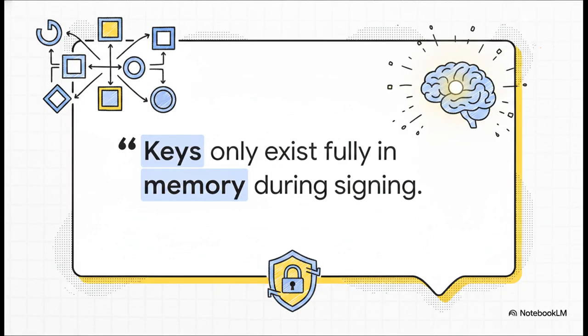Keys only exist fully in memory during signing. This right here is the philosophy of opensigner distilled into a single sentence. It's a rock-solid commitment to non-custodial values, completely empowered by the freedom of the MIT open source license. By enforcing client-side cryptography and ephemeral execution, the framework ensures that trust is minimized and user sovereignty is maximized.